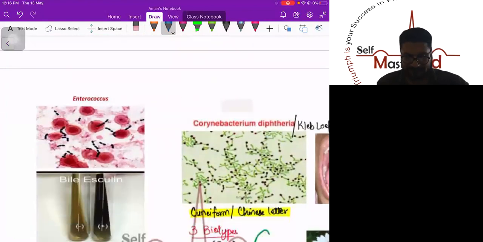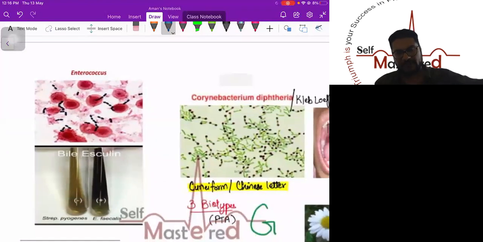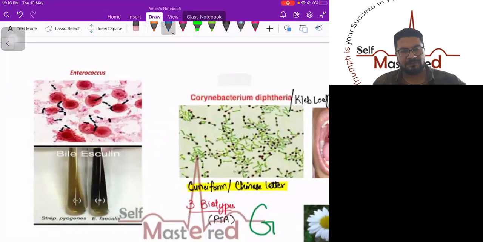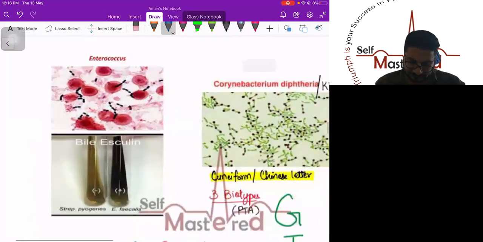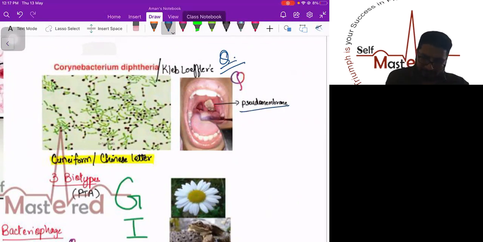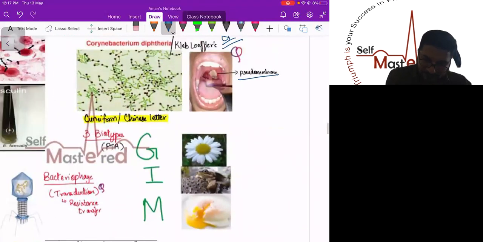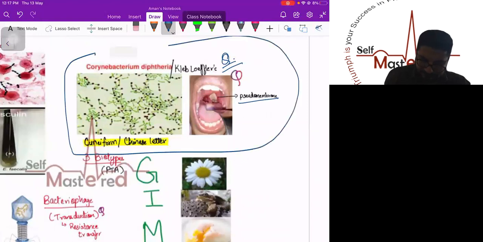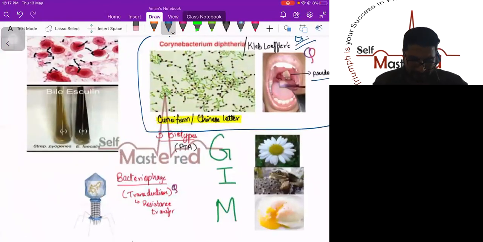Okay, if I talk about the Enterobacteriaceae family, here you will see this is an image that they ask in the exam, that is, you will see Enterococci bacteria. Then understand this, we have a Chinese letter appearance or cuneiform appearance that is seen in Corynebacterium diphtheriae, and this will form a pseudomembrane. So these are top MCQs related to your Corynebacterium diphtheriae. This is your bile esculin test to differentiate Streptococcus pyogenes and Enterococcus faecalis. You can differentiate this.